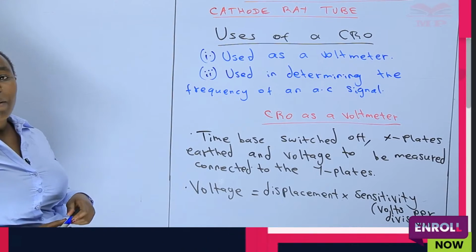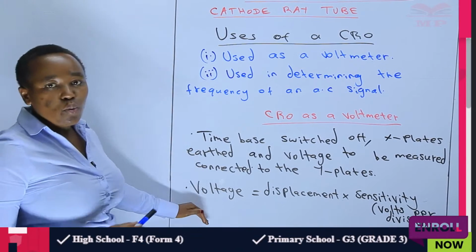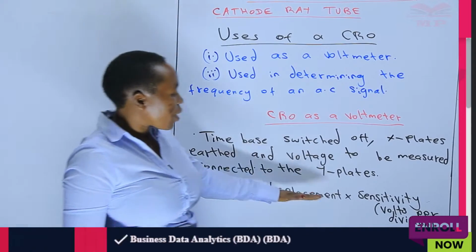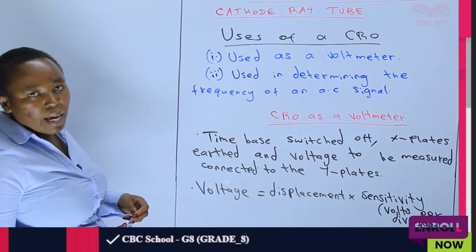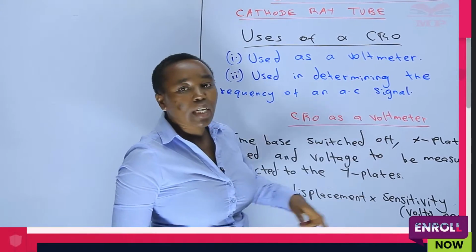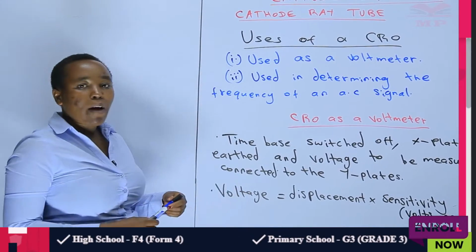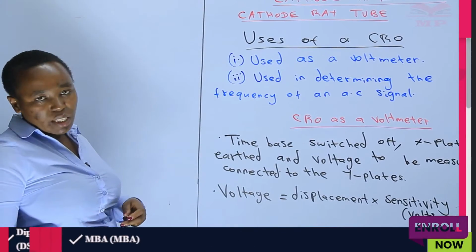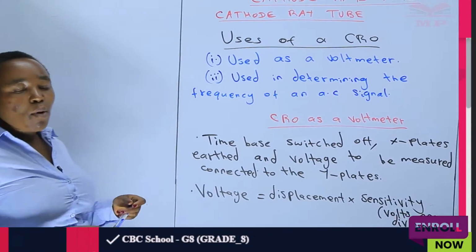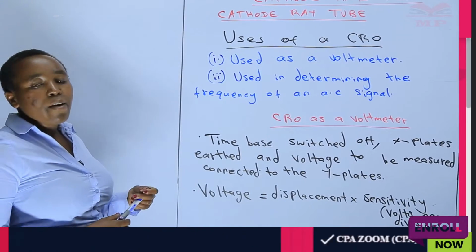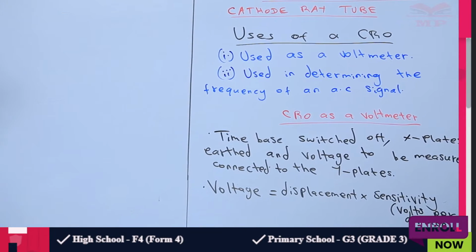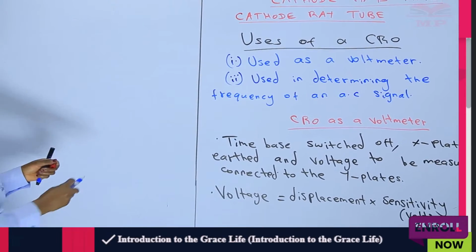That's how a CRO can be used as a voltmeter, and we are going to employ this in our calculations. So note, voltage is equal to displacement multiplied by the volts per division. And as I've said, a voltmeter is a device that is used to measure voltage. And therefore we have our other voltmeters, the ordinary voltmeters. But now we are saying that the CRO has more advantages over the ordinary voltmeter, and we look at those advantages.